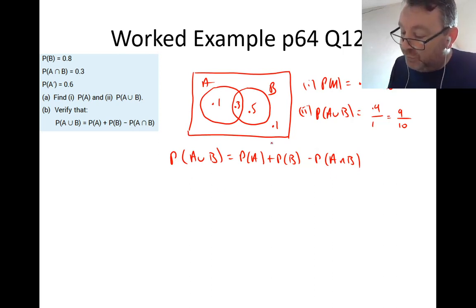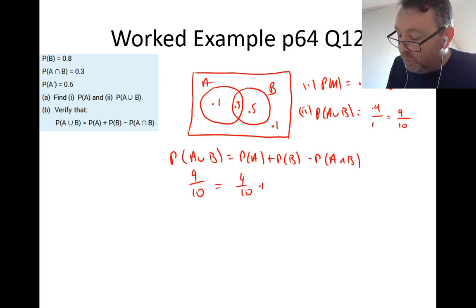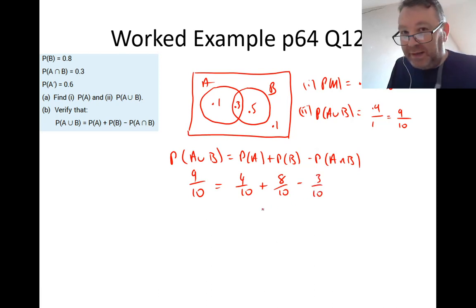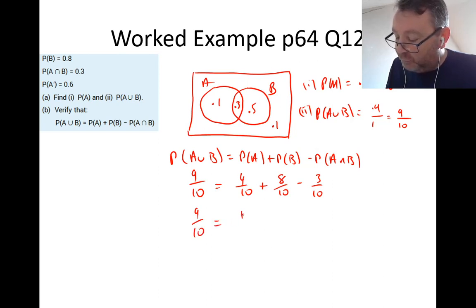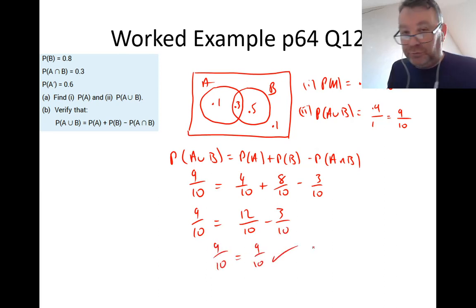So what's the probability of A union B? We already said it's 9 over 10. What's the probability of A? The probability of A is 0.1 and 0.3. That's 0.4, which is 4 over 10. What's the probability of B? 0.3 and 0.5 is 0.8, which is 8 over 10. And that's minus the intersection, 3 over 10. Can't argue with that. 9 over 10 is equal to 4 and 8 is 12 over 10, minus 3 over 10. So 9 over 10 equals 9 over 10, which is true.